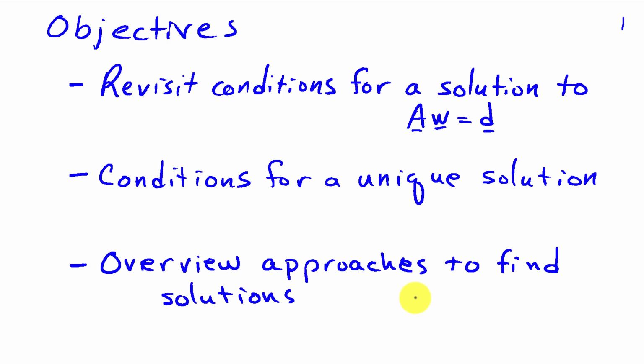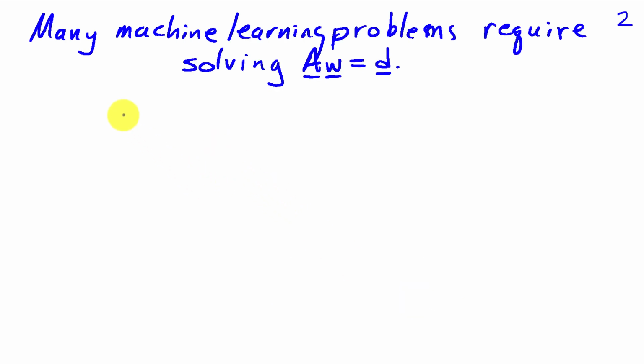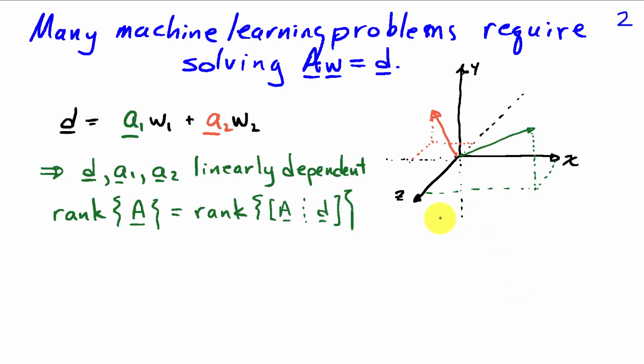to finding these solutions. So as we've seen on multiple occasions now, many machine learning problems require solving the system of linear equations, a matrix A times a vector W is equal to a vector D. Now, I'm going to express this system of linear equations in 3 dimensions where A has 3 rows and 2 columns. And that allows me to draw this and get a visual picture of what's happening.